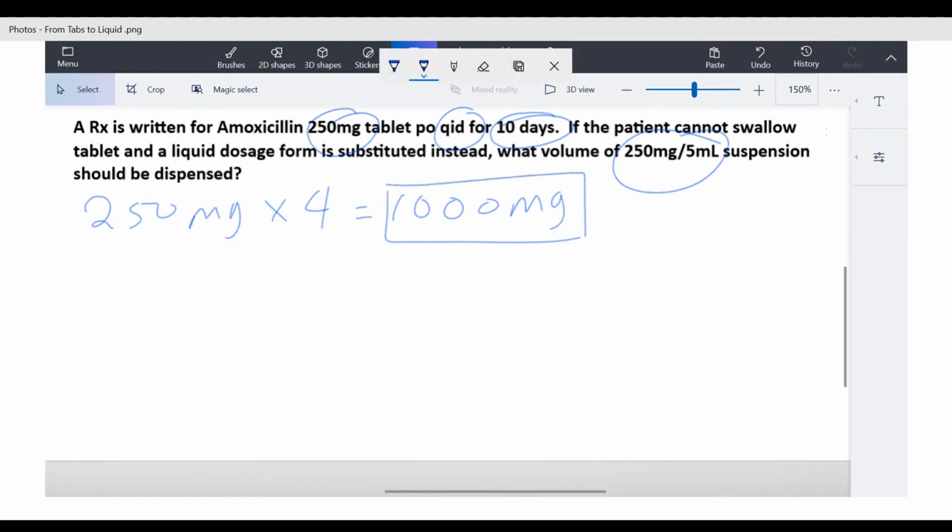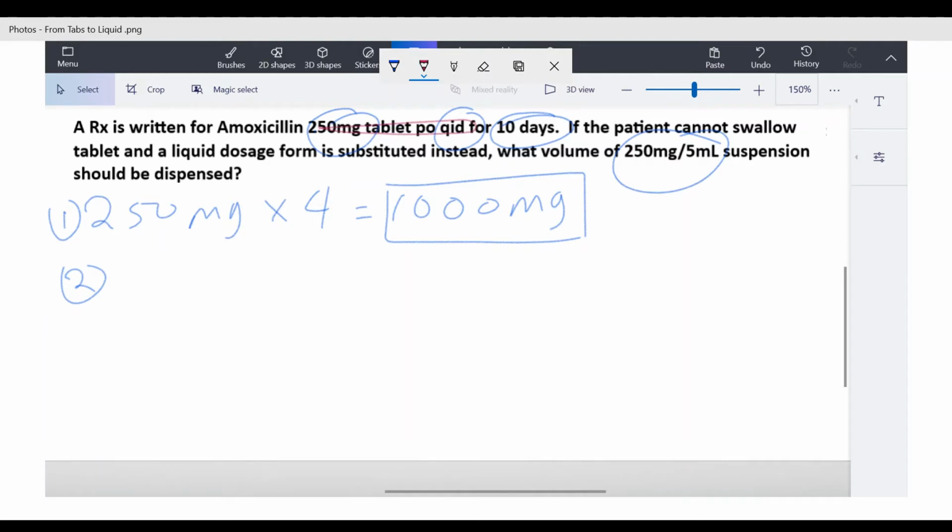Okay, so we got that. That's our first step. The second step is to take the 10 days that we see here. Okay, so technically we are done with the 250 and the QID. The next number we're going to need to use is the 10 days. Or we can actually wait to use it later. We don't have to use it now. So let's just hold off on the 10 days a bit.